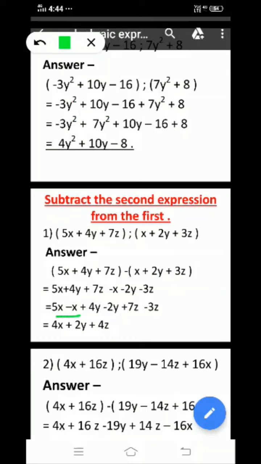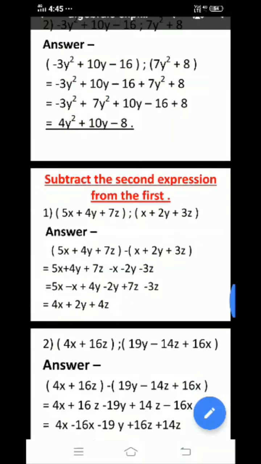Collect the like terms. 5x minus x means the answer will be 4x. 4y minus 2y is 2y. 7z minus 3z: 7 and 3 have opposite signs, so there will be a subtraction, giving 4z. Write z as it is. There will be no z square because here there is no multiplication, only addition and subtraction. Remember one thing: you have to give the sign of the bigger number.